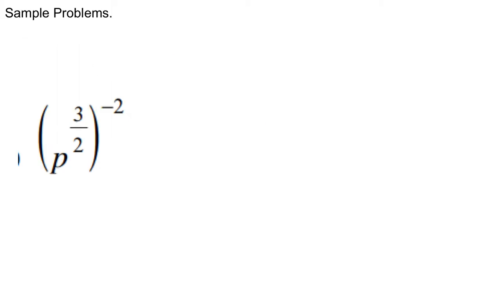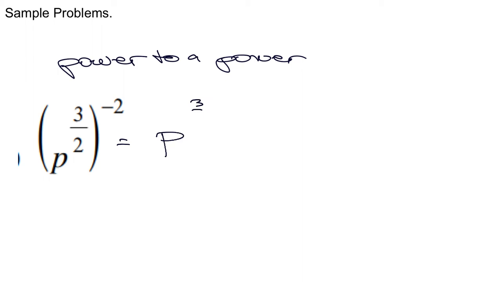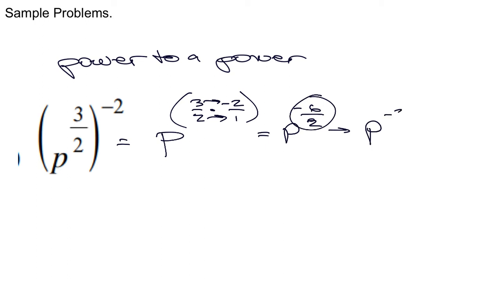So now we have the power rule, power to a power, which means we are going to be multiplying these exponents. Multiply the exponent of the base times the exponent of the entire exponential expression. So this is going to give me p to the 3 over 2 times -2, and I'll write that over 1, just so I'm very clear about what I see. So multiply straight across, gives me -6 over 2. Sorry, p to the negative 6 over 2. Simplify this fraction, gives me p to the negative 3.